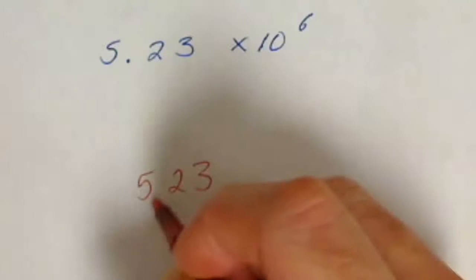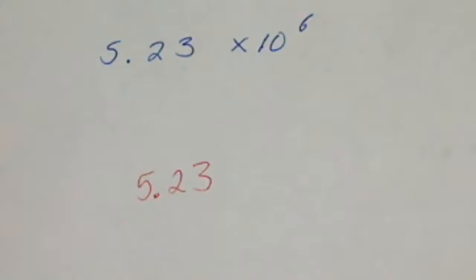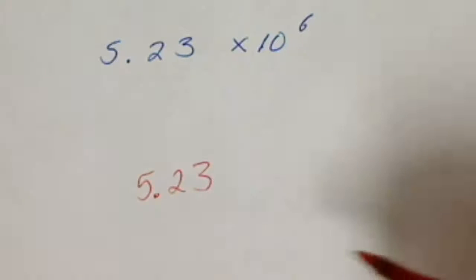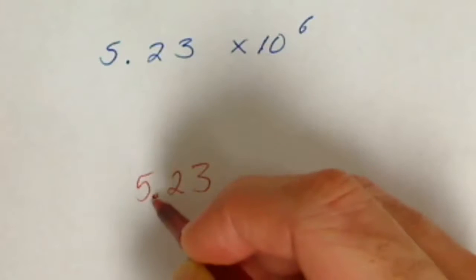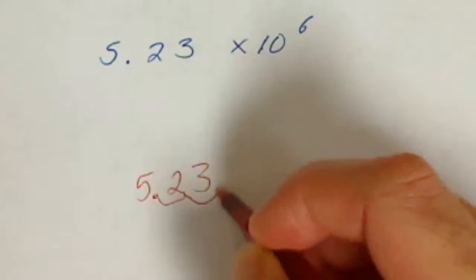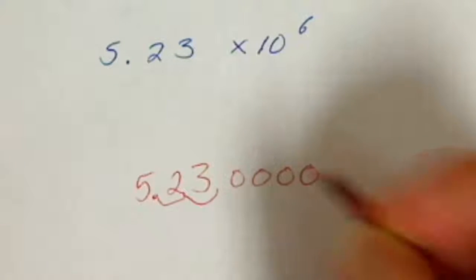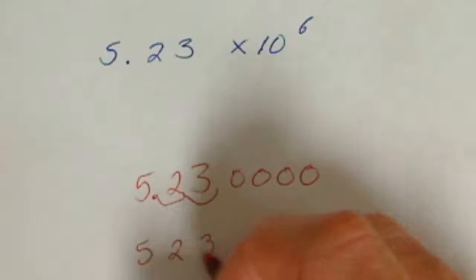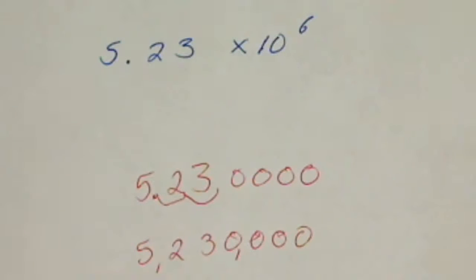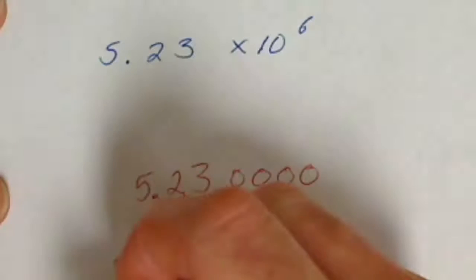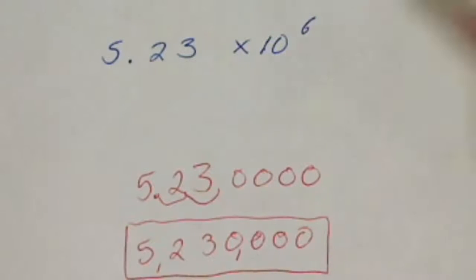Okay. The decimal's right here. We're going to move it 6 places. Do we go to the right or to the left? If it's a positive 6, so in other words, this number is going to be above 1, so we'll go to the right. 1, 2, 3, 4, 5, 6. So that would be 5, 2, 3 with 4 zeros. So that looks like 5,230,000. Remember, always check your work. If you have a positive exponent like we do here, then the number should be above 1.